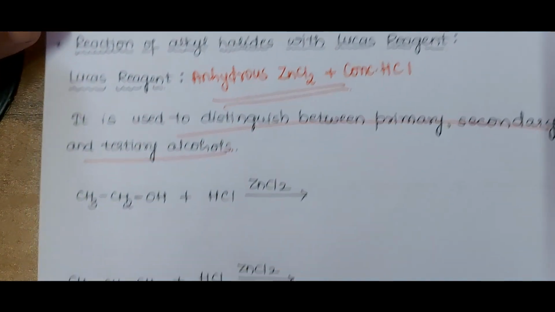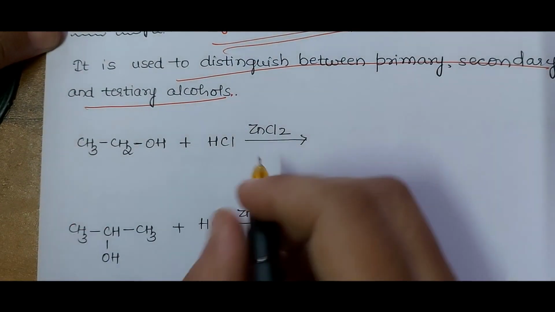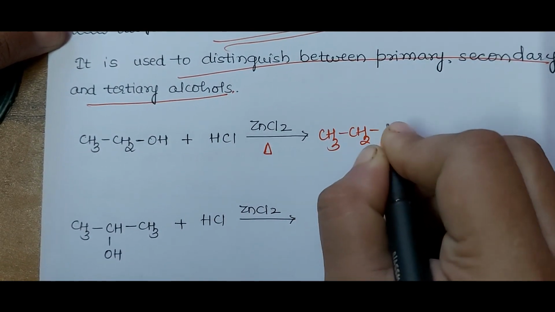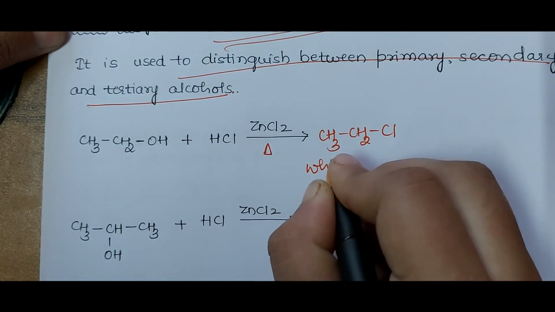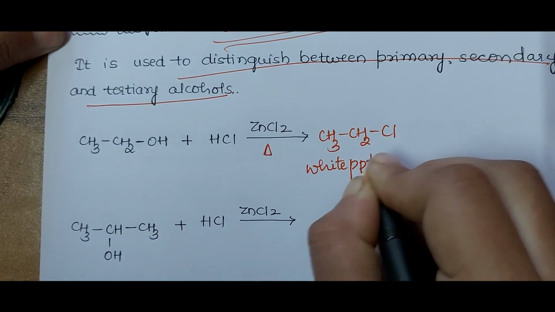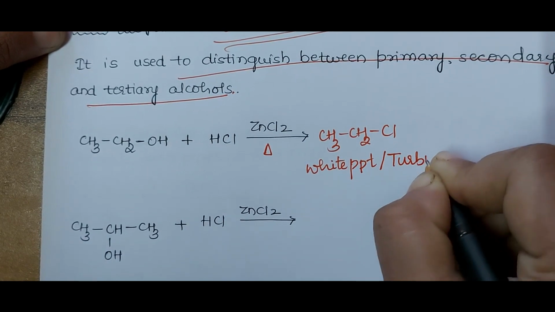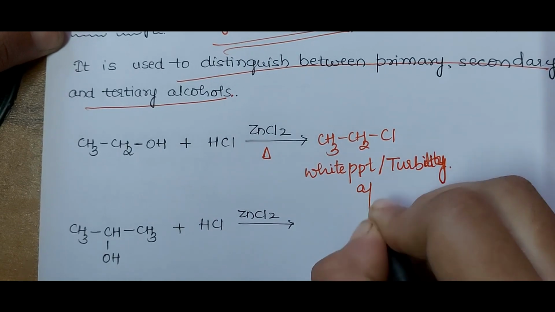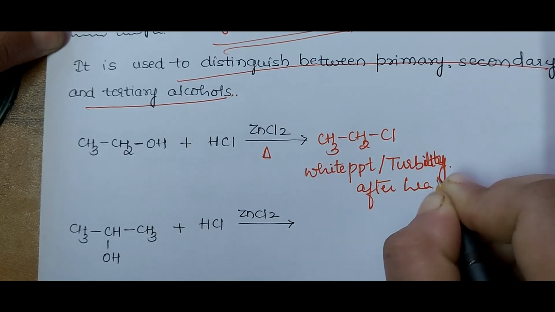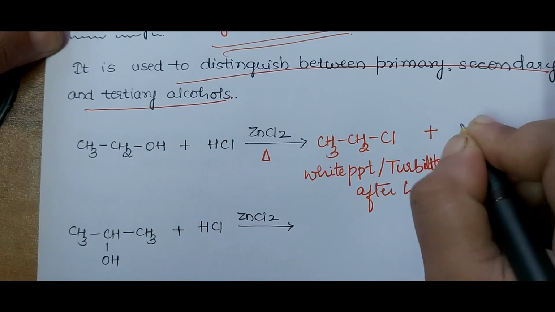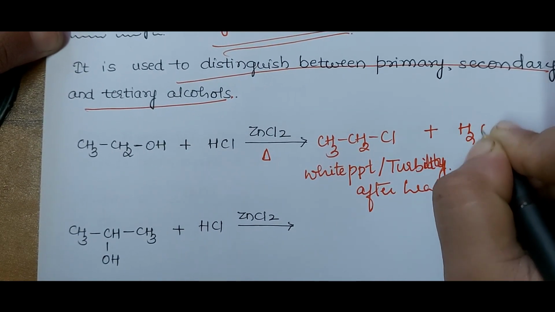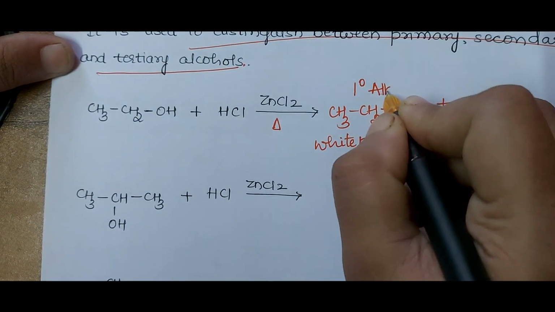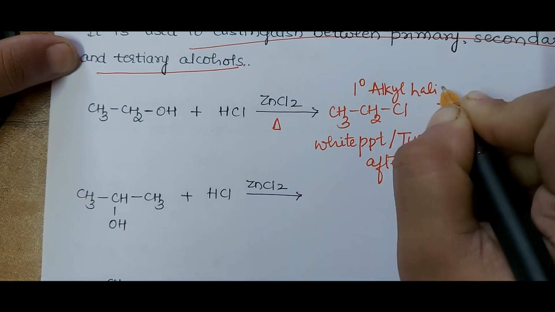How the reaction occurs we'll consider. So if you consider a primary alcohol with HCl, on heating it results in the formation of primary alkyl halide, which gives a white precipitate, or we say that turbidity appears. Turbidity appears due to the formation of alkyl halide, that is, a primary alkyl halide. It appears after heating, and the byproduct obtained here is H2O.